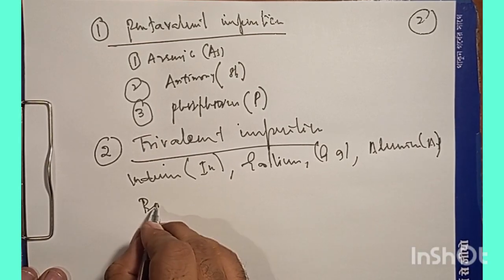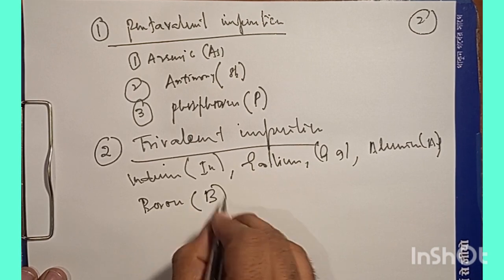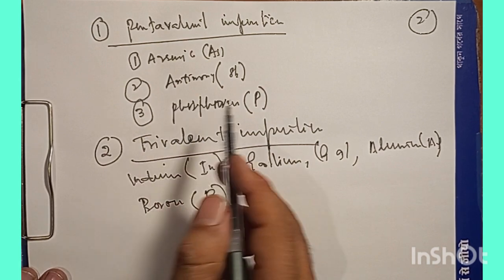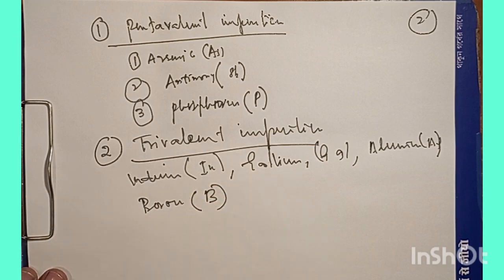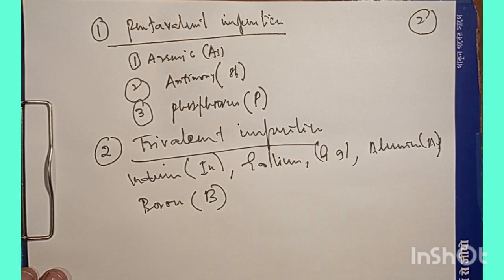Boron is an example. These are the impurity atoms which have a valency of 3. And in case of pentavalent impurities, we have atoms like arsenic, antimony, and phosphorus, which have 5 electrons in their outermost shells.